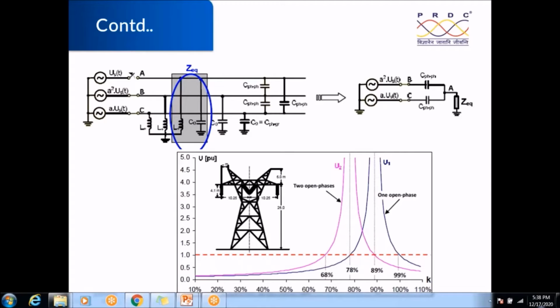And in case of two phases open, we can see here the compensation has moved from 89 to 78%, where we have the perfect resonance, where theoretically you get an infinite value. Again, there is a range of 68 to 89% where you also get more than 1 pu voltage. So these are very harmful voltages, more than 1 pu, because if you don't detect this condition and completely trip the circuit, the equipment connected to the line can get damaged.